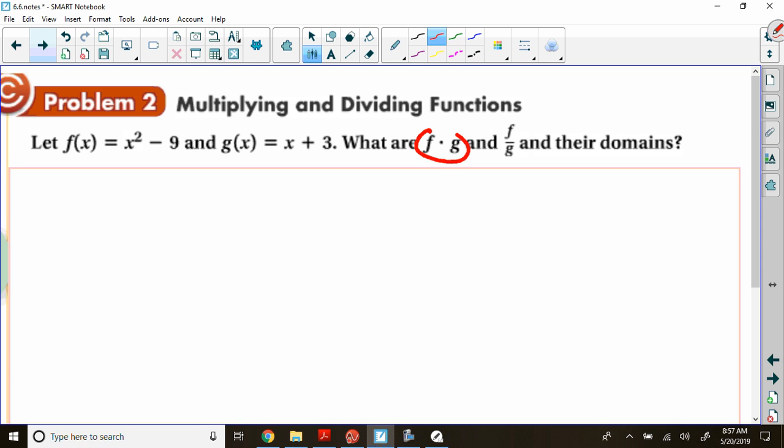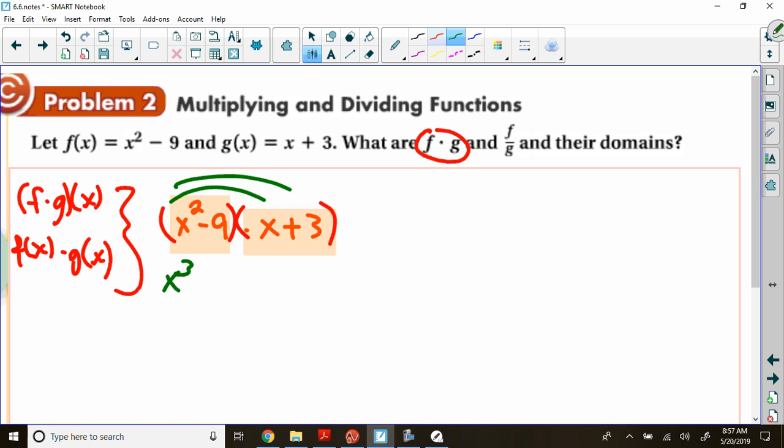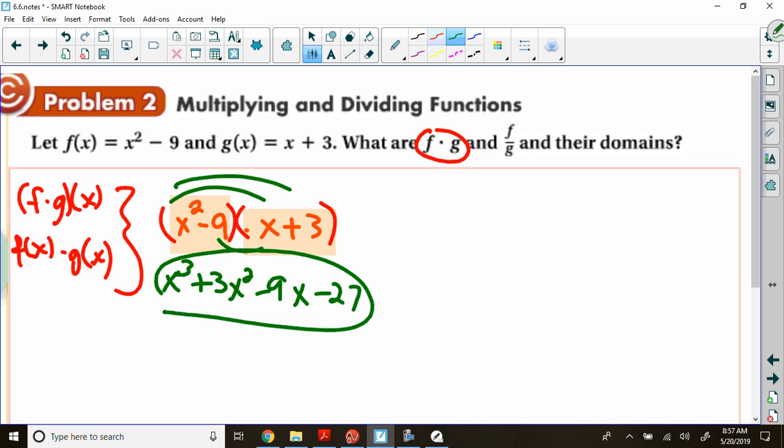So the first thing they want us to find is f times g. So f times g of x, or f of x times g of x. Regardless of what notation we use, that's where we take x squared minus 9 and multiply that by x plus 3. Again, we have quantities. This here is a quantity. This is a quantity. We probably ought to use some parentheses. Probably ought to use the FOIL method. We're going to get x cubed plus 3x squared minus 9x minus 27. So that's our answer for the product. That's not bad. Not bad at all.